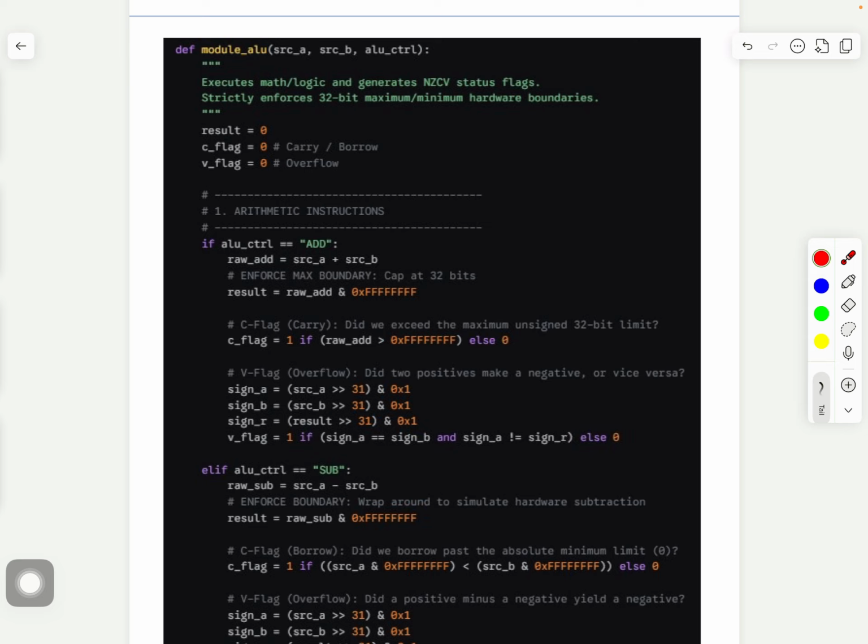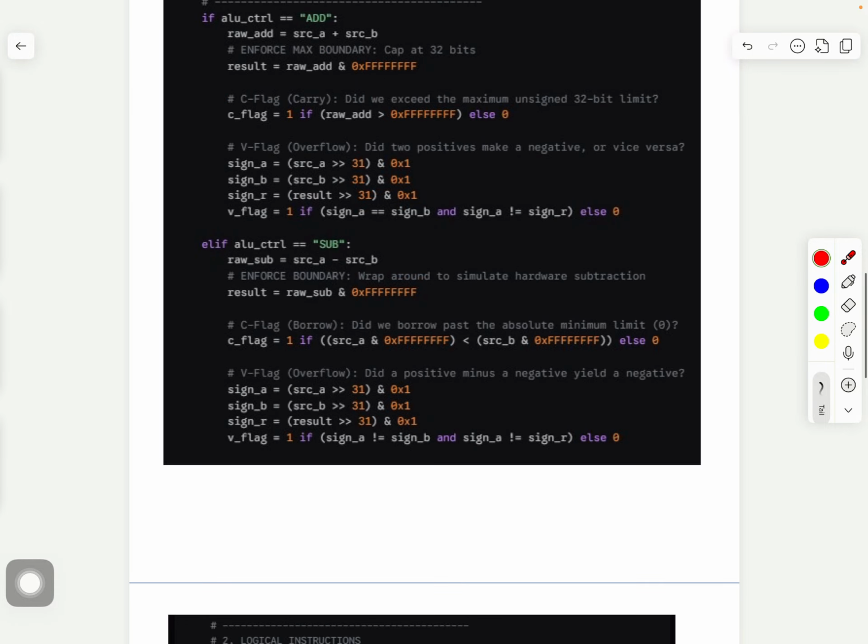We're shifting source A by 31, and we're masking with 1. This is the sign bit of source A, right? Similarly, the sign bit of source B, all right? Similarly, the sign bit of the result. Then we're checking if A equals B, whether both are positive or both negative, but then one of them, we can pick A, doesn't match the result. That means there's an overflow flag. That's for the case of addition, right? In the case of subtraction, it will be a borrow.